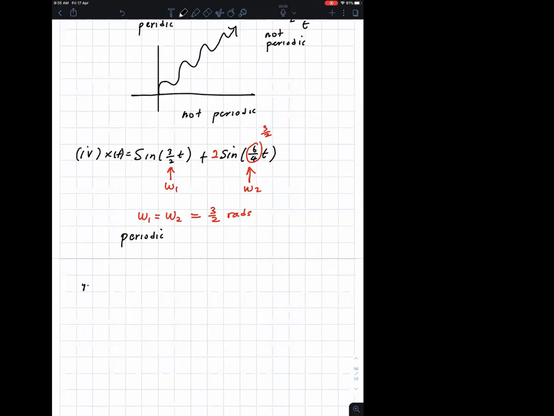Let's say you have another signal: e to the j10t plus e to the minus j10t, divided by 2. Is this periodic?